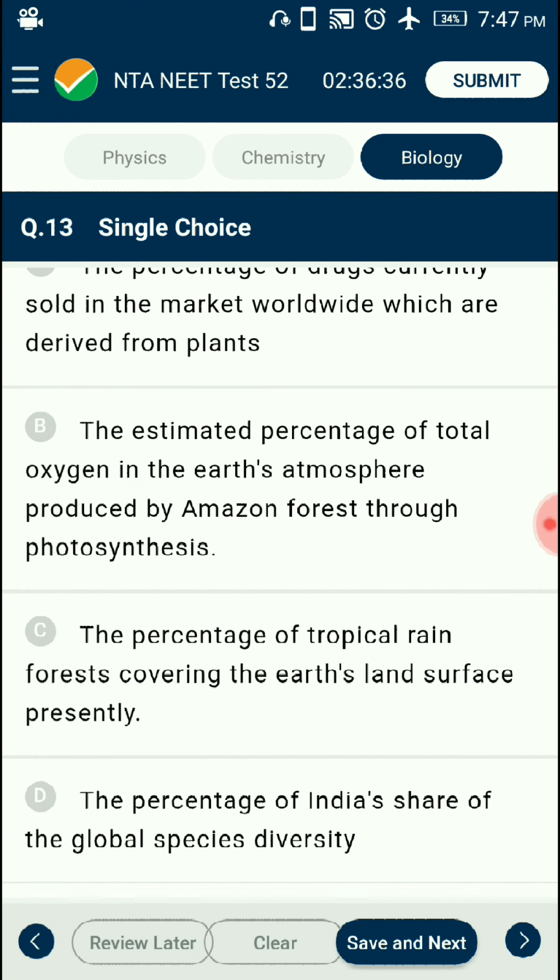Once covering more than 14% of the Earth's land surface, these rainforests now cover no more than 6%. Although India has only 2.4% of the world's land area, its share of the global species diversity is an impressive 8.1%. More than 25% of drugs currently sold in the market worldwide are derived from plants. The Amazon forest is estimated to produce through photosynthesis 20% of the total oxygen in the Earth's atmosphere. So the answer for this question is option C, the percentage of tropical rainforest covering the Earth's land surface presently.